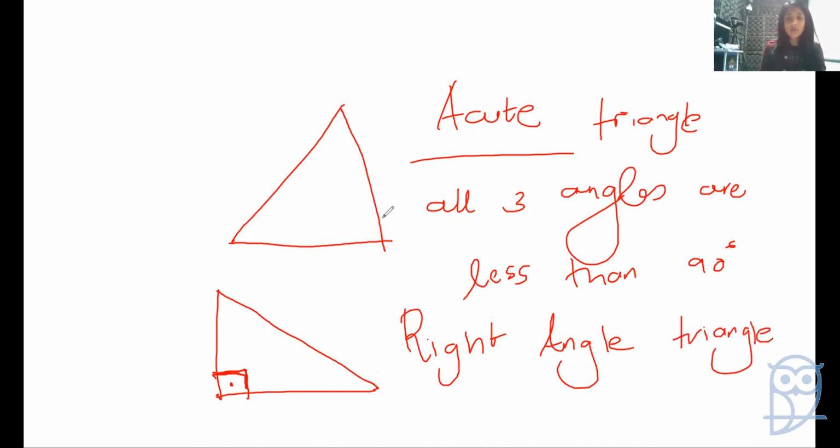Okay, so let's just quickly recap. An acute triangle, all angles are less than 90 degrees. A right angle triangle, we know that one angle of this triangle is a 90-degree angle. Okay, so let me turn over. Let me clear this place so we have some space.